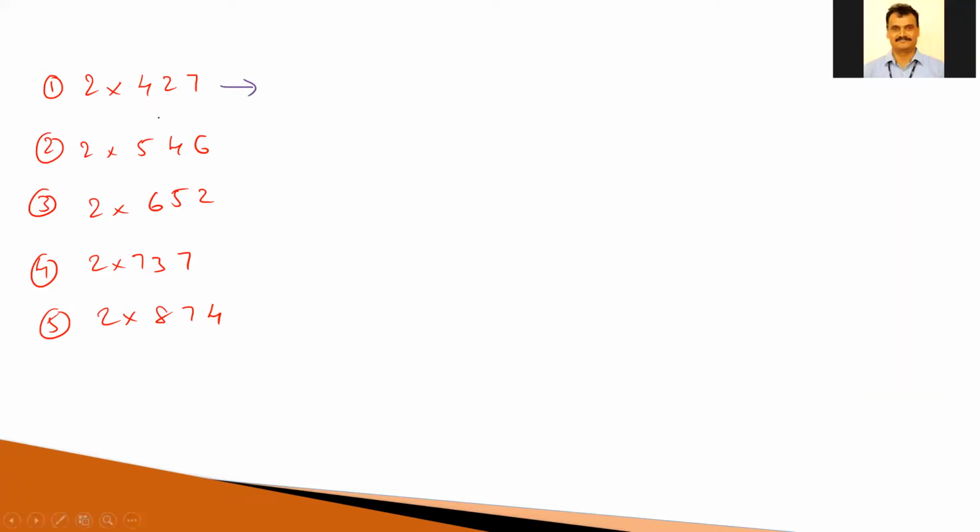Now 2 times 4, that is equal to 8. 2 times 400 is equal to 800. Keep in your mind. 2 times 20, that is equal to 40. We have 800 plus 40, 840. 2 times 7, that is equal to 14. Already we have 840 plus 14, that is equal to 854.